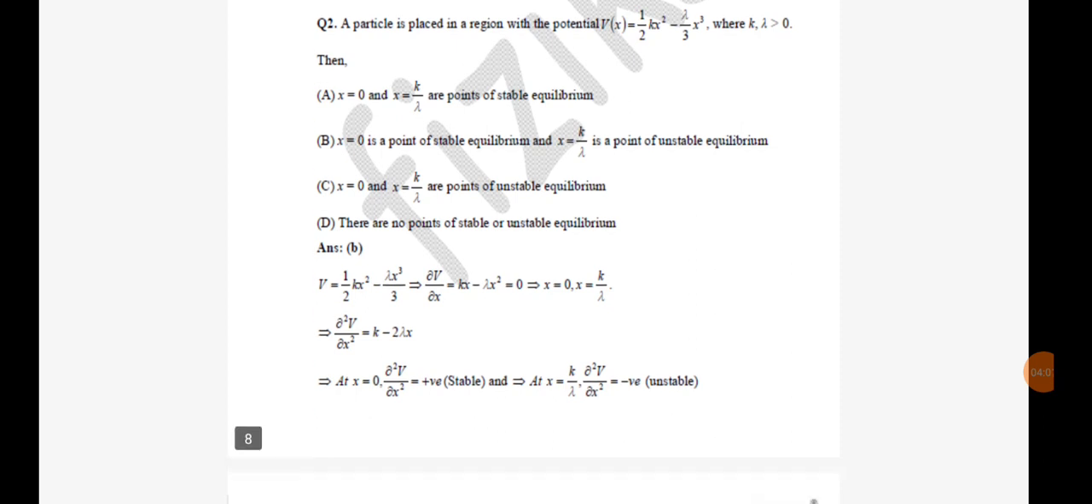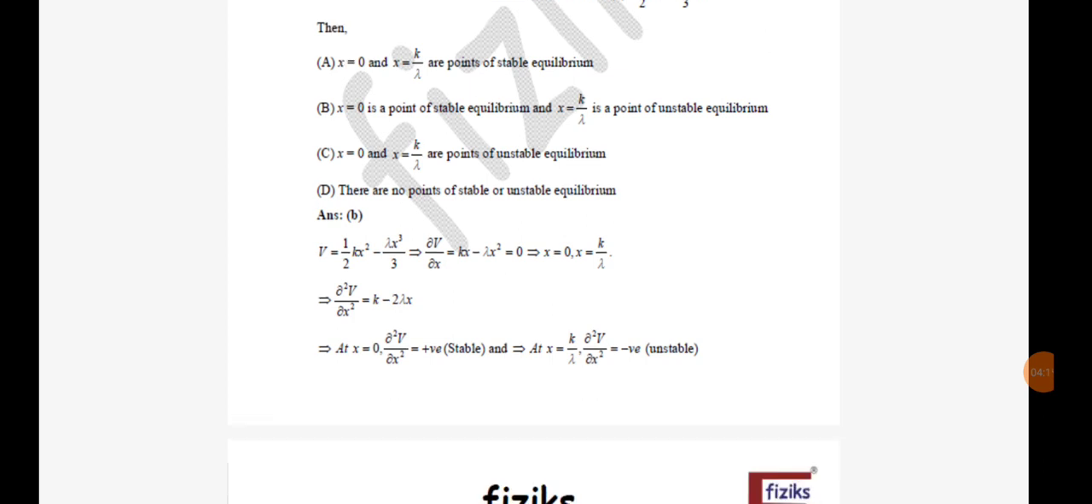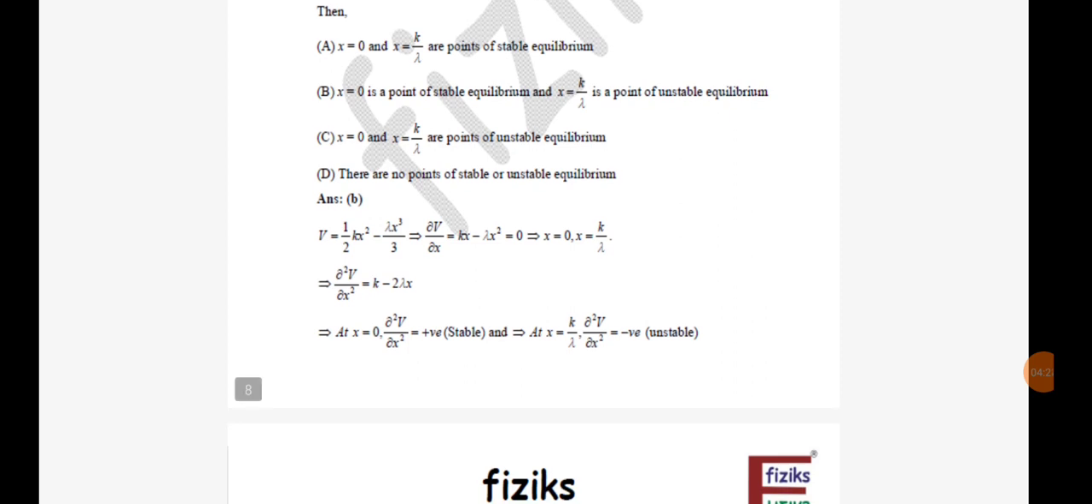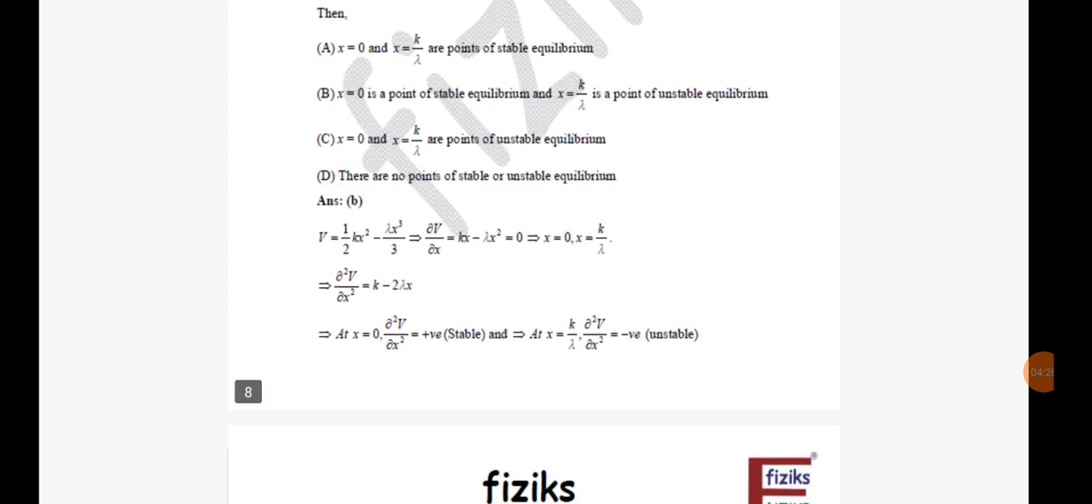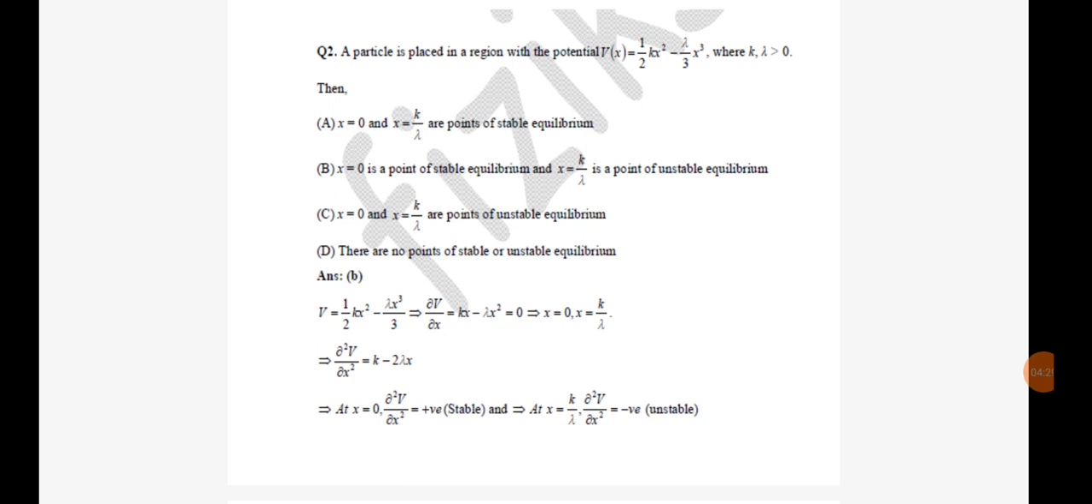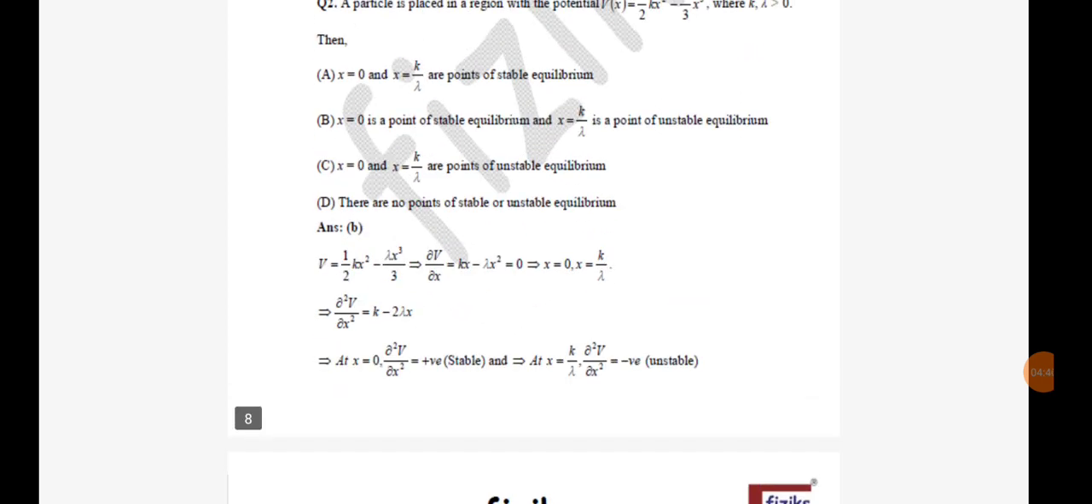At x equivalent to 0, I'm getting a positive value for dou squared V by dou x squared. And for x equivalent to k by lambda, I'm getting a negative value. The positive value shows that it's a stable equilibrium and the negative value shows that it's an unstable equilibrium. This clearly shows that option B is the correct option, that is x equal to 0 is a point of stable equilibrium and x equivalent to k by lambda is a point of unstable equilibrium. Hope you're following me, and if you have any clarifications you can just ask me.